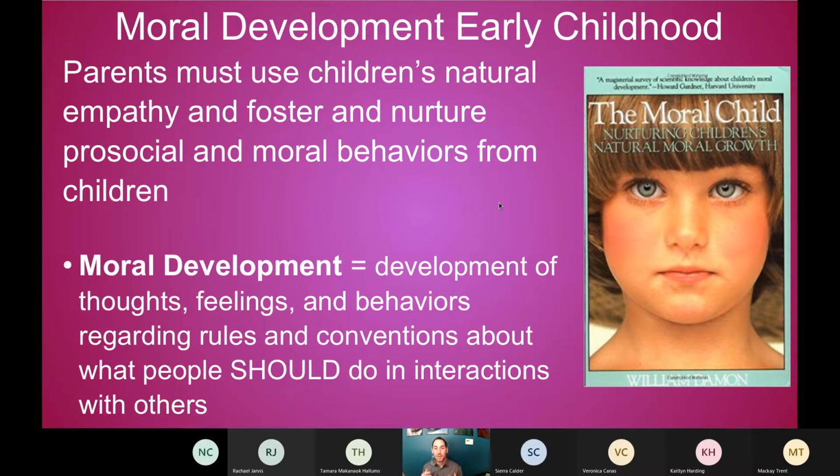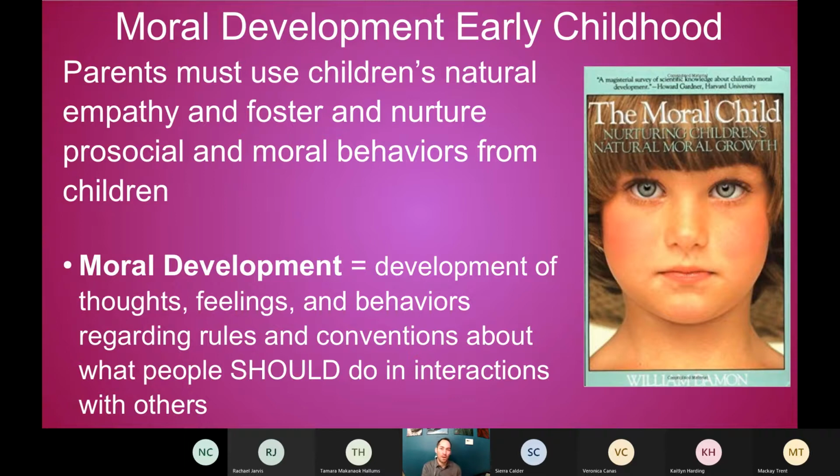So with that, moral development definition, or one, I think this is a good one. It's maybe a little bit broad, but I think it's pretty all-encompassing for moral development. So moral development is the development of the thoughts, feelings, behaviors, and I'd say also habits regarding rules and conventions of what people should do in interactions with others. So in our relationships, what the culture and society says we should do in any interaction, we're learning that. We're learning and developing those kinds of thoughts, feelings, behaviors, and habits. Pro-social behavior is sometimes used synonymously with moral behavior. I think at this level, we'll probably just use it synonymously.